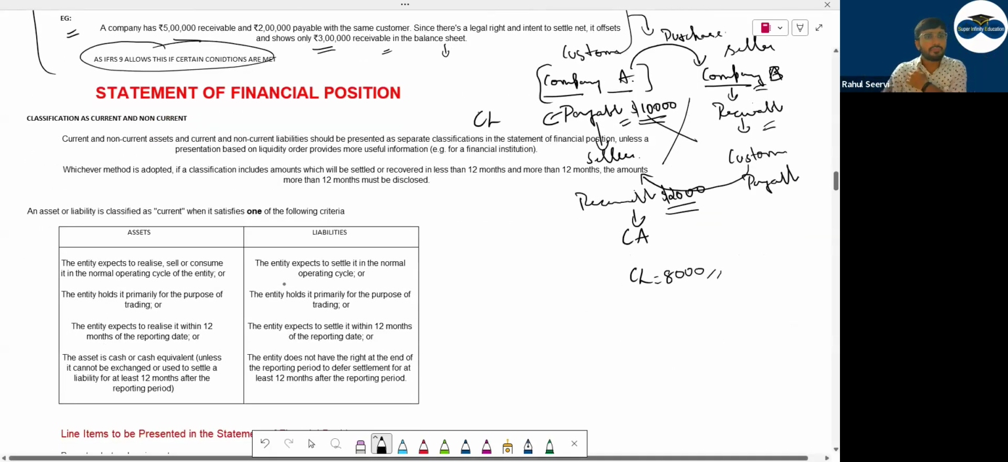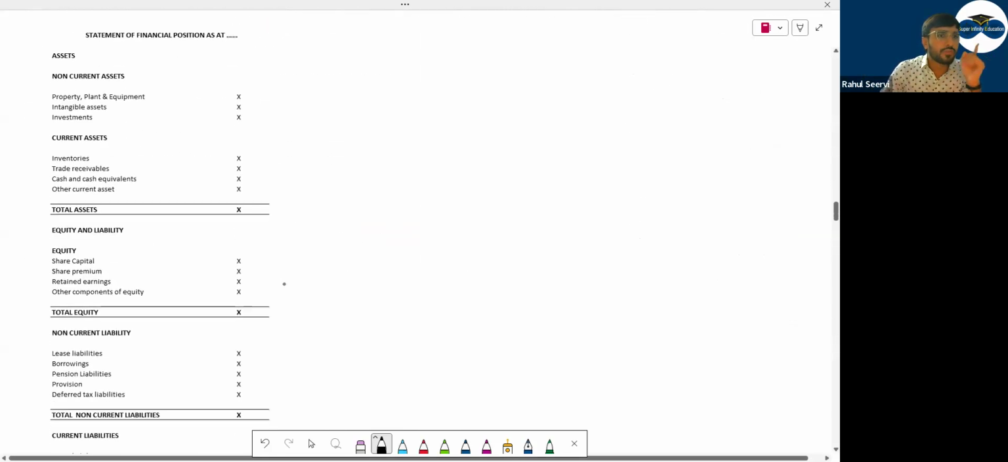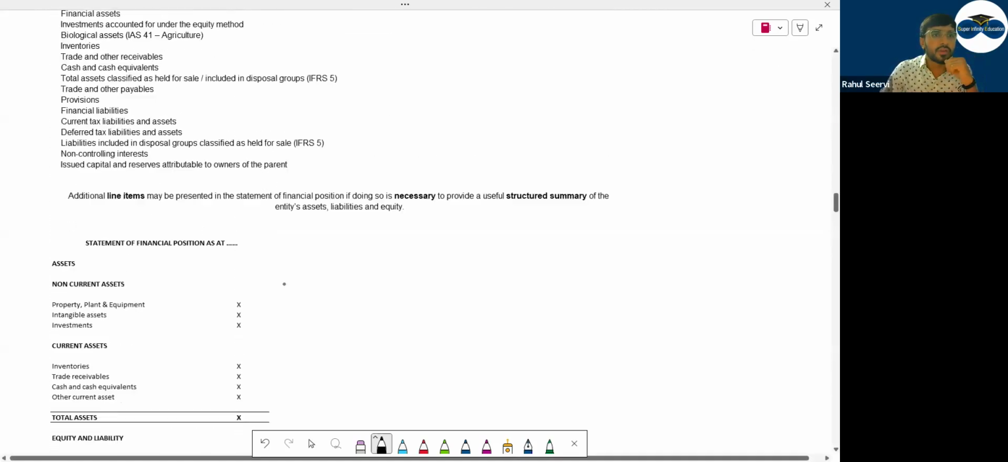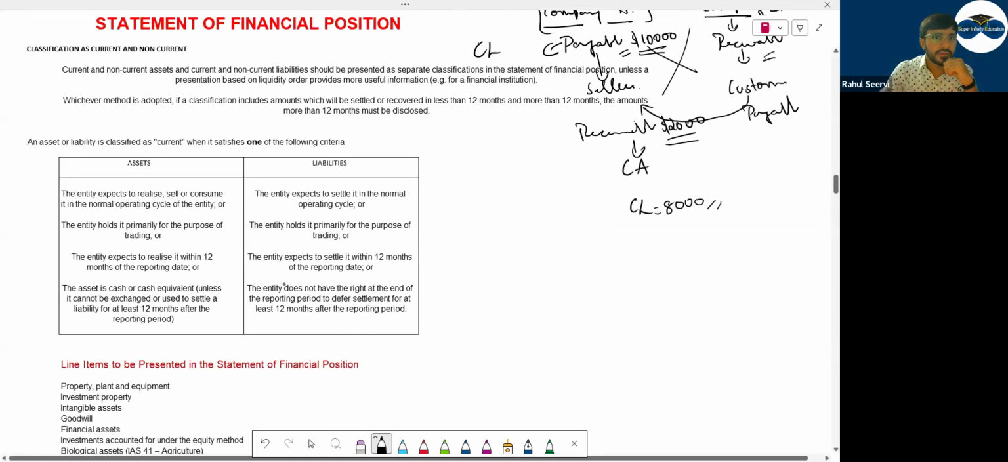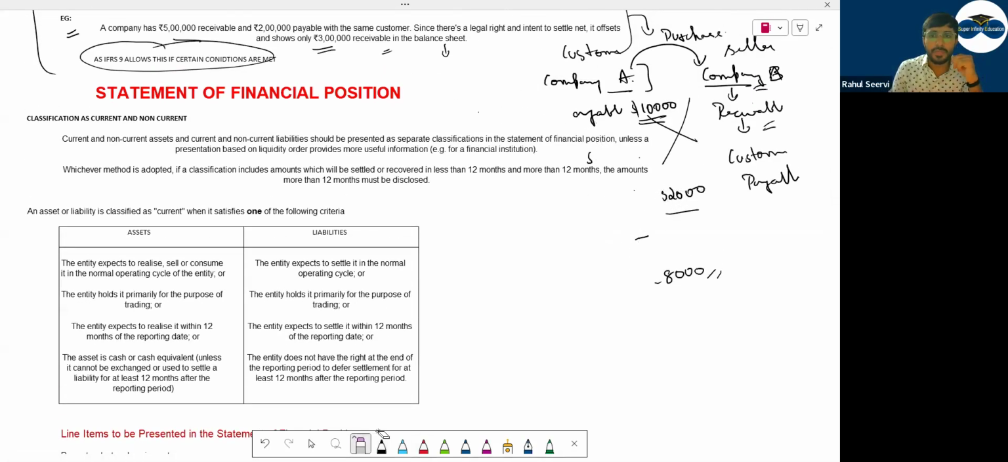So yesterday we had done the format of the balance sheet. I hope the format is clear to everyone. Non-current asset, current asset, you will get total assets. Then you will have the equity part, non-current liability and current liability. Now, coming to what current means and what non-current means.